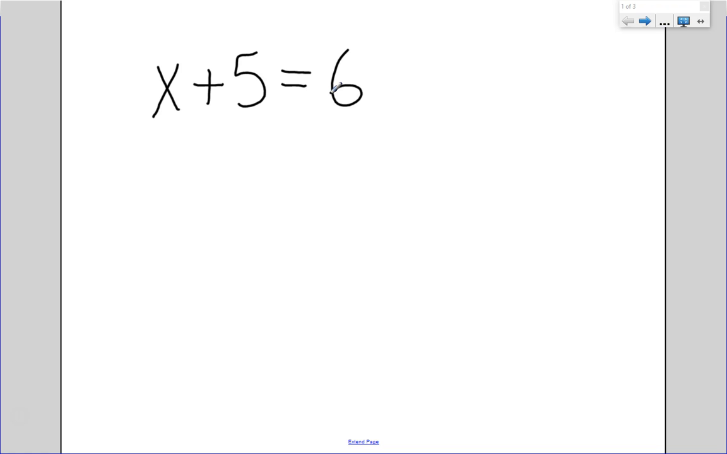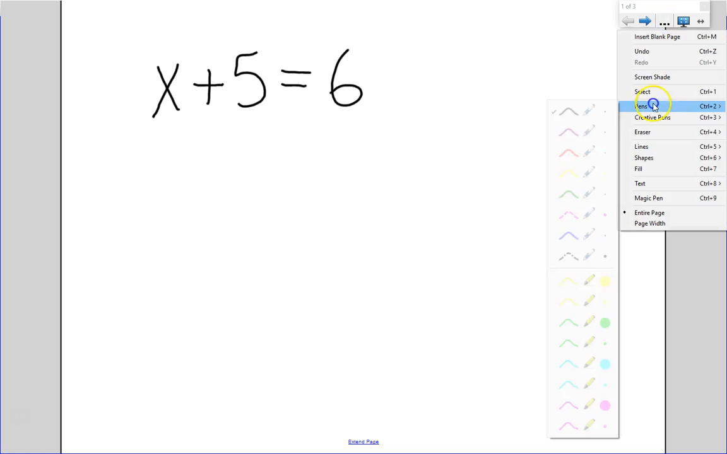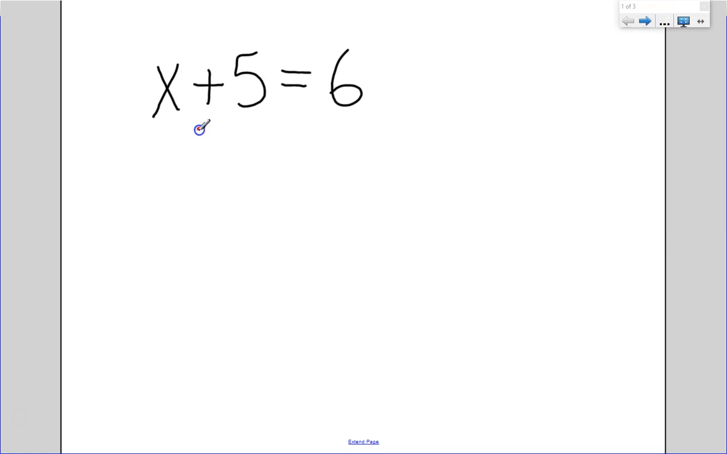And so right here, we are going to take 5 away because we want to isolate this variable. Isolate, remember, means to separate it from other numbers. And so the only way to do that is, instead of add 5 to it, to take away 5. And so then again in algebra, to keep everything nice and balanced, what I do to one side, I must also do to the other.